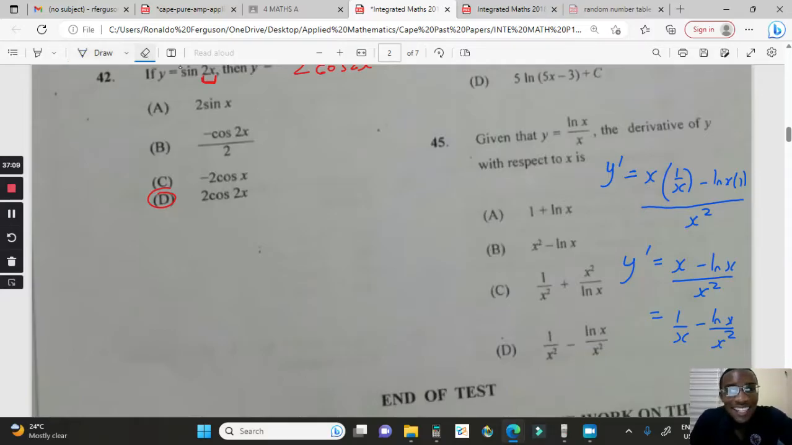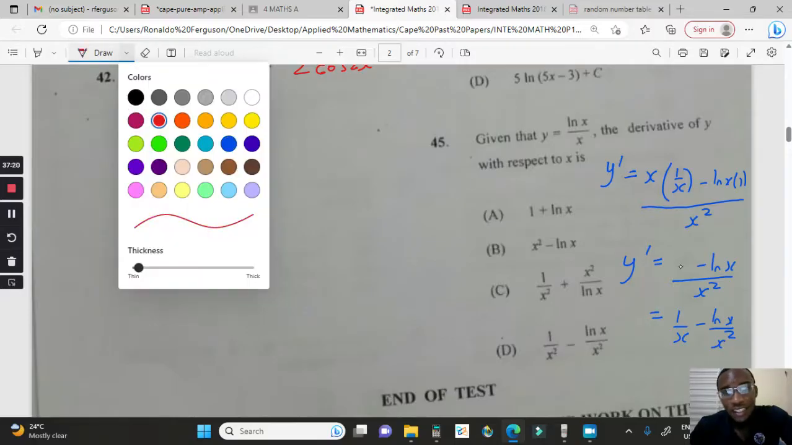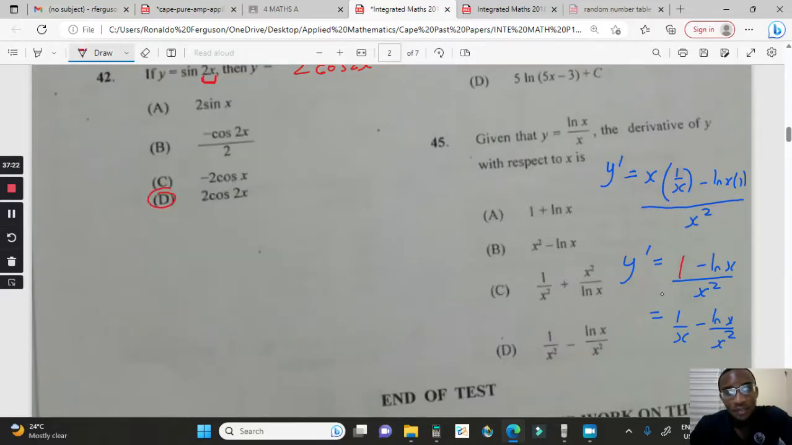Oh, guys, I hope you've seen the mistake. And remember, I said it earlier, I'm a little bit tired. X times 1 over x is just 1. So I'm changing that in red too, so you can spot the big mistake. That was 1. This would have been 1 over x squared minus ln x over x squared. Option D. So we finish this paper, guys.